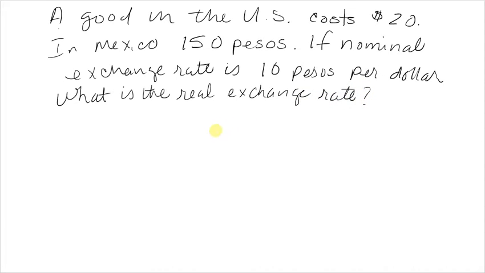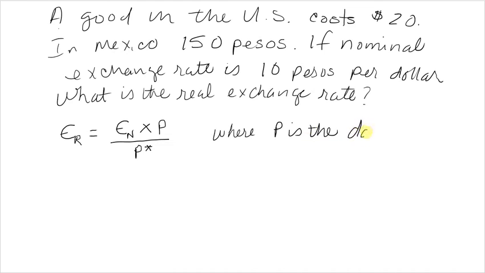Okay, so first thing is, what is the formula for the real exchange rate? Well, we know that the real exchange rate, we'll call it E sub R, is equal to the nominal exchange rate, so E sub N, times P over P star. And now, we'll say that P is the price of the good domestically, where P is the domestic price. And P star is the foreign price.